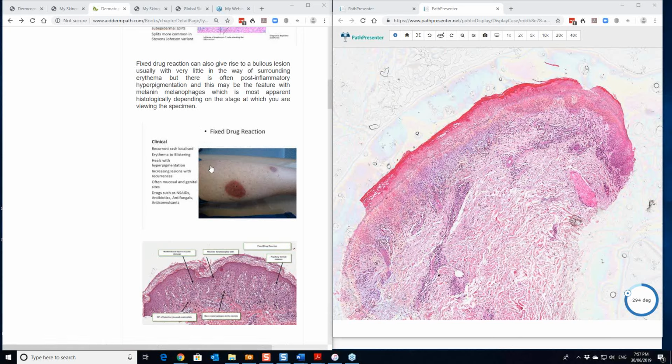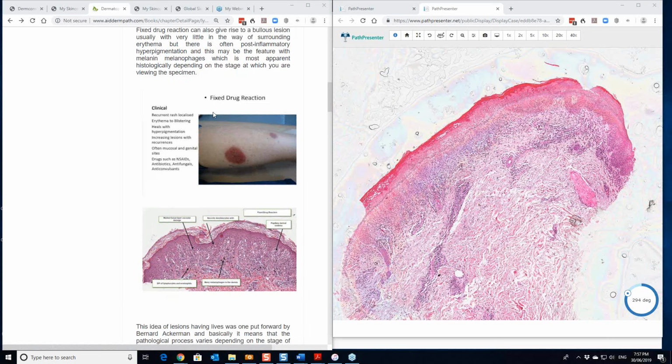And we've said that it can, if there's enough damage from the drug at the dermo-epidermal junction, you can get a bullous reaction there as well. But when the fixed drug reactions heal, they tend to heal with a bit of post-inflammatory hyperpigmentation, and you get this melanin in melanophages in the papillary dermis.